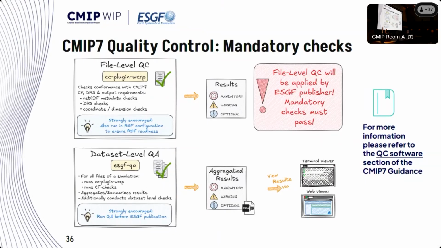And yesterday in the REF session, we heard that they will soon publish some data quality requirements for the REF. The tools presented here cover most of these checks that are required by the REF, and how exactly to configure those two tools to get your data checked and ensure that it is REF ready will be circulated, for example, via the CMIP7 guidance pages. And now I will hand over to Matt.